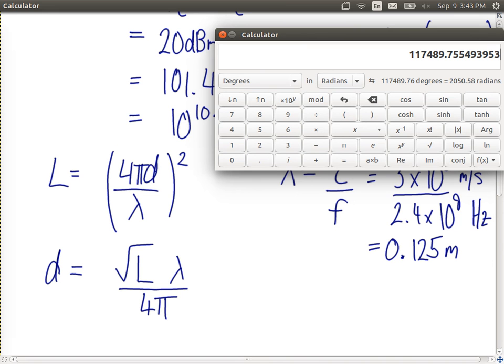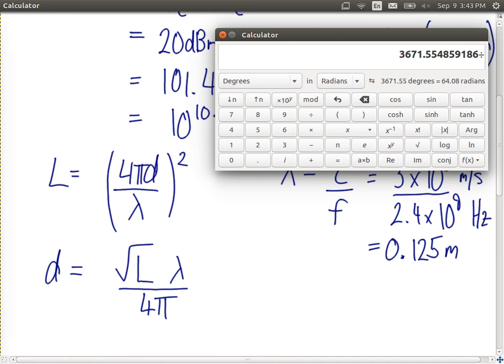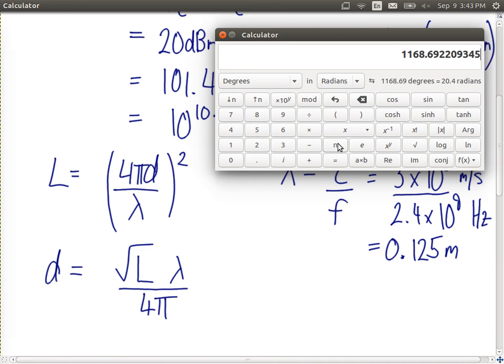Times by the wavelength, 0.125. Divide by 4 and divide by pi. 1,168 meters is the distance. If we round up to an integer.